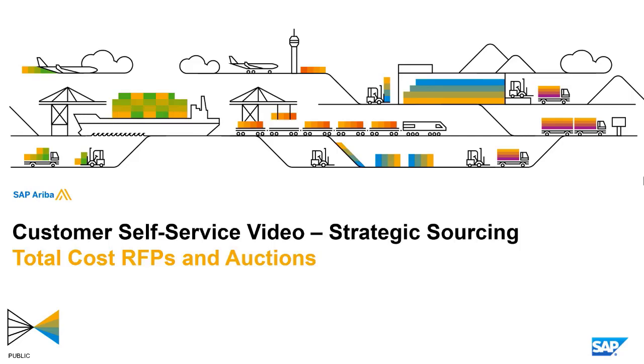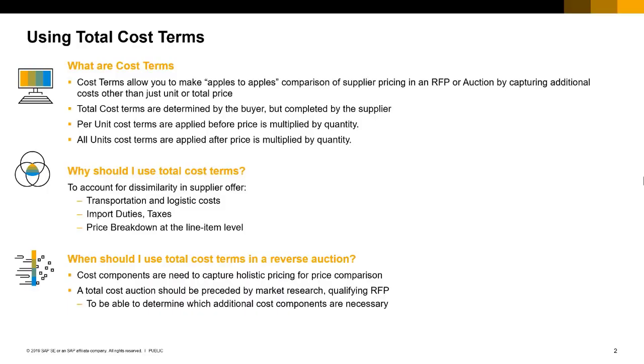Today I will be discussing the use of total cost line items in RFPs and reverse auctions in SAP Ariba sourcing. Cost terms in the form of adders allow you to capture the true cost of a good or service with cost components that may not be evident in price alone. Let's take a look. Cost terms can actually come in the forms of numeric adders, subtractors, multipliers, and percent discounts. Today, we'll be talking about adders, although configuration is the same for all these cost terms.